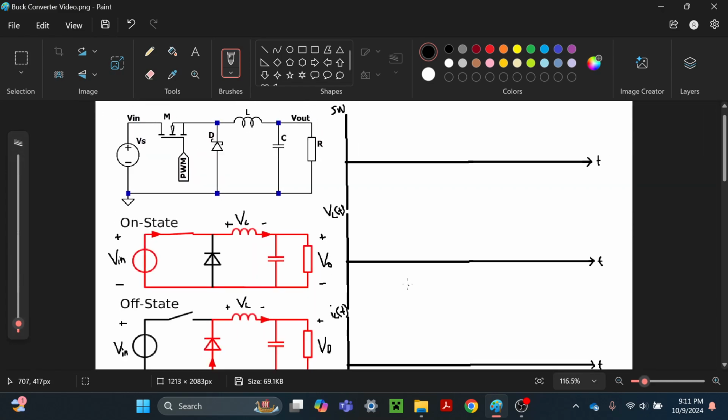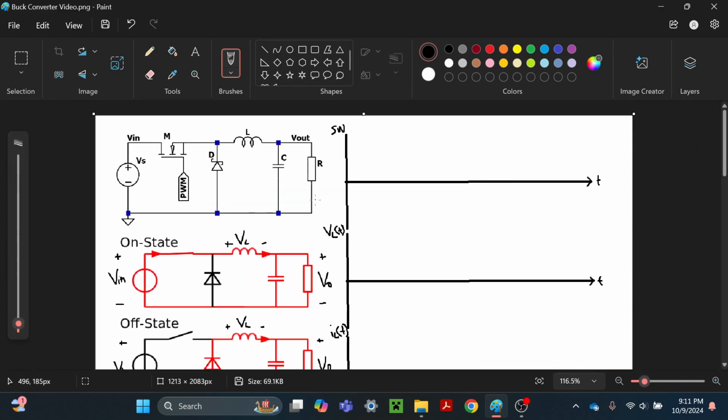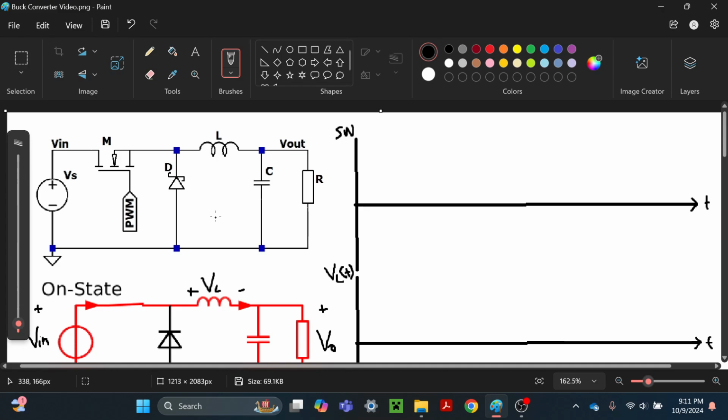So if we just draw a random switching cycle for this buck converter, so we can say this is just arbitrary. So this is when the switch is on, and then this is when the switch is off. So I'm gonna make some plots here. If I could draw well, that's fine.